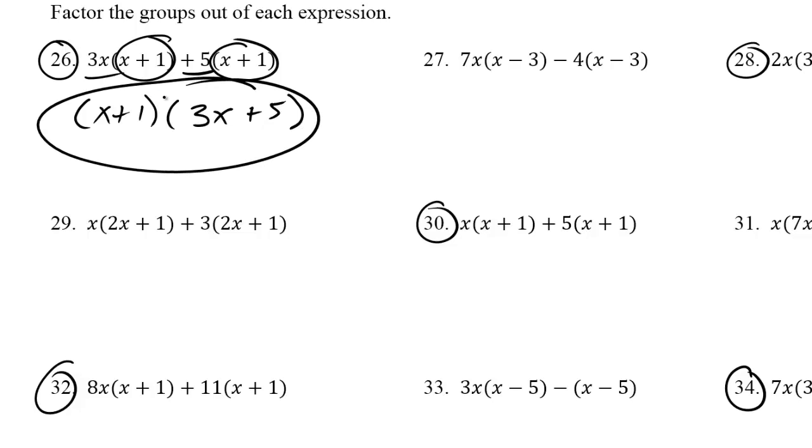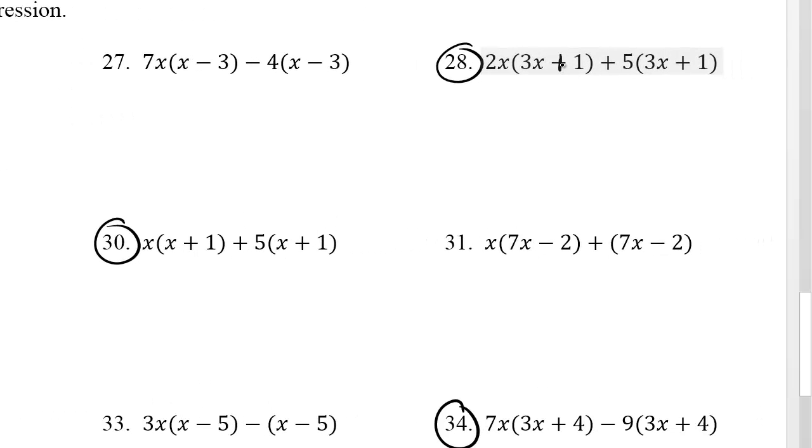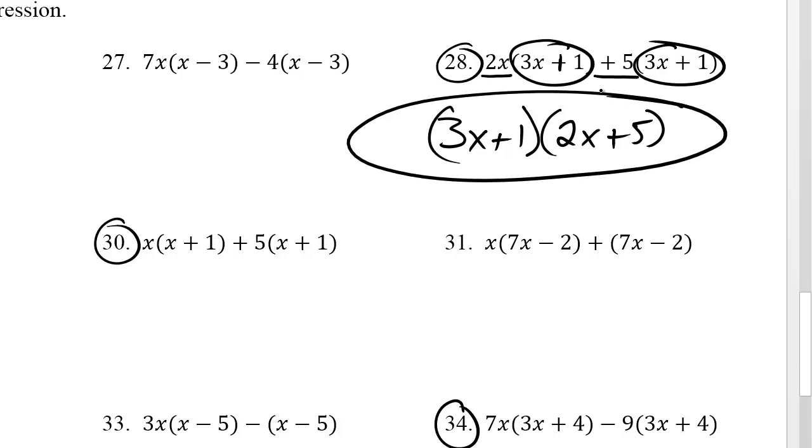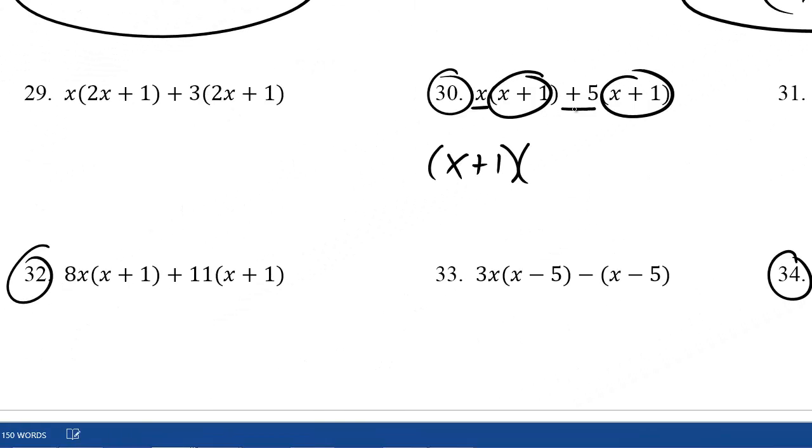So for number 28, we have 3x minus 1 and 3x plus 1, the same. So pull those two out. So on the left side, you're going to have 3x plus 1. What's left is 2x plus 5 on the right side. Number 30. What's the same is going to be x plus 1. So on the left side, have x plus 1. And what's left over is x plus 5.